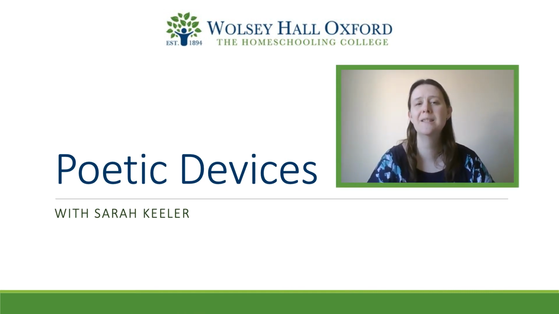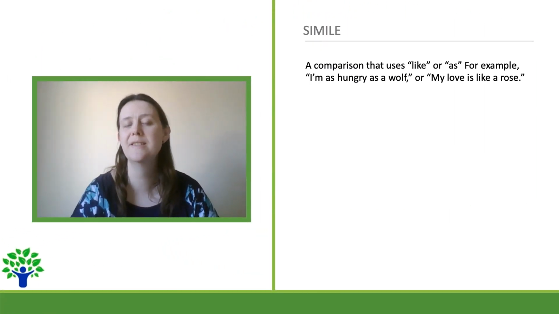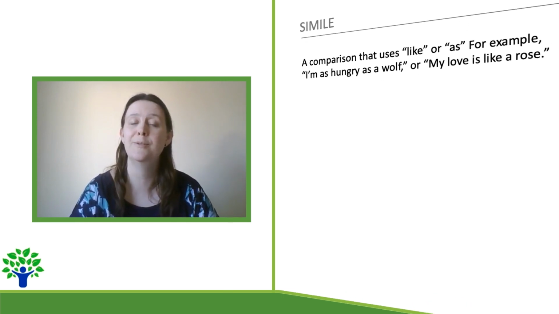So this video will explain some of the most commonly used poetic devices. So first of all, a simile. This is a comparison that uses like or as. So here's some examples. I'm as hungry as a wolf. My love is like a rose.